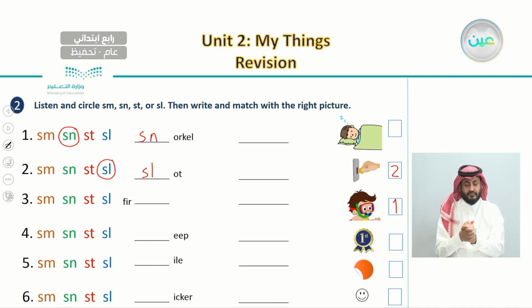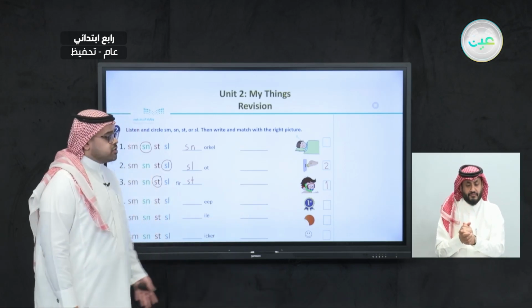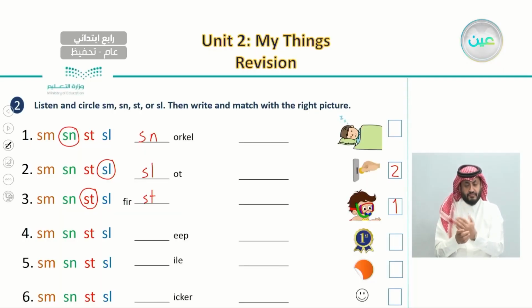Now let's listen to number 3. The word with number 3 is first. First. So now first starts with S and T, first. So here we go, and we write these 2 letters, S and T, first. So after this, you need to go to this blank and copy the same word, first. So after this comes the other part, which is how to match the word with the picture.